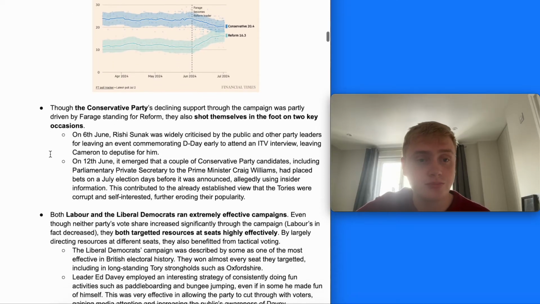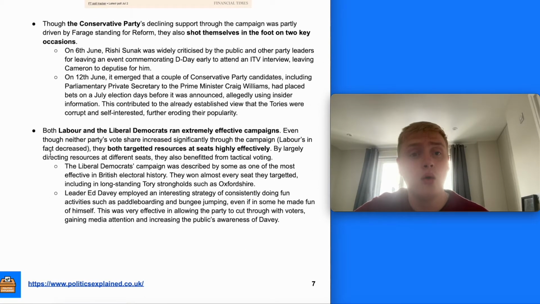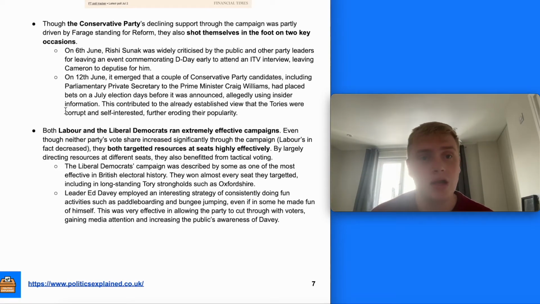Though the Tory party's declining support was partly driven by Farage standing for Reform, with some of their voters defecting as a result of that, they also shot themselves in the foot on 2 key occasions, and this was potentially an election where we can say that the campaign had a pretty important impact. So, of course, Labour were always going to win a majority, and a big majority, but I think the Conservative Party really made very good sure of that and increased the size of their majority and decreased their vote share through a number of things that happened in their campaign.